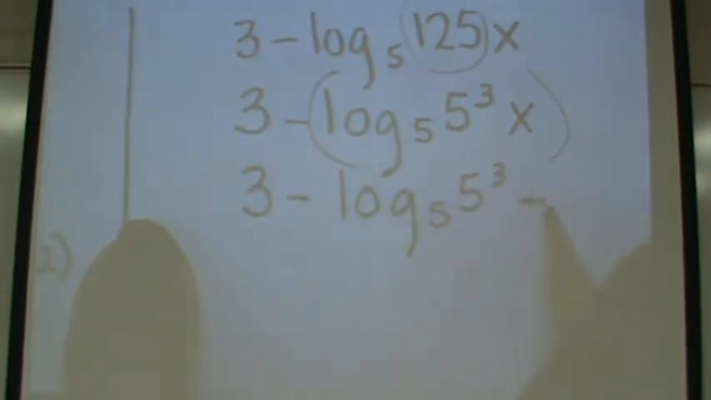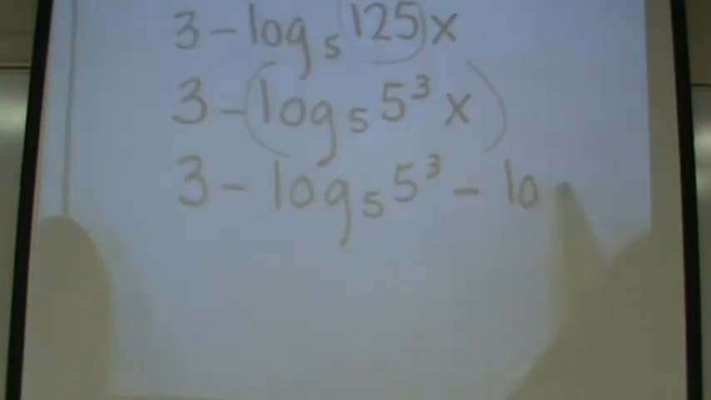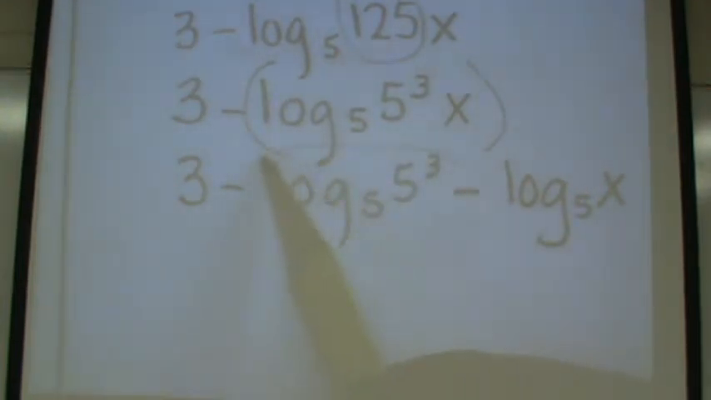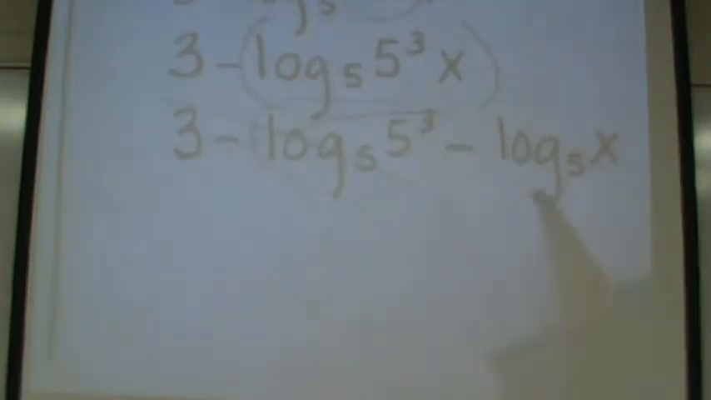And then you have 2 minuses here. You have a product here. Now, do you know what this equals right here? This equals 3. This 3 goes in front, and 3 minus 3 is 0. So this is all gone. So what you have here is negative log of x base 5.